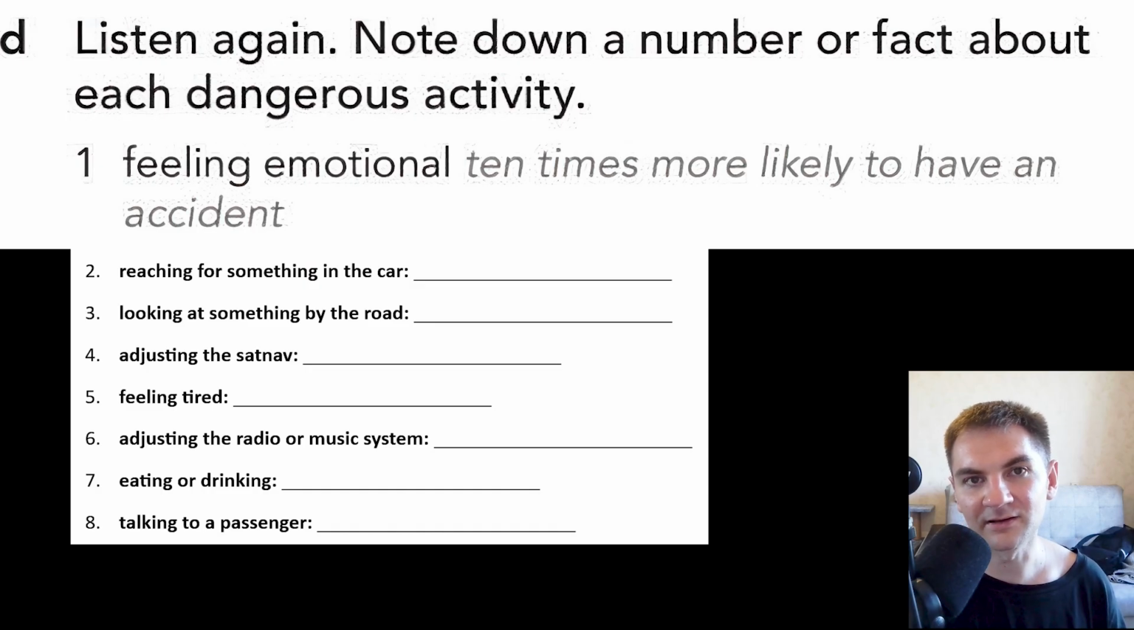Reaching for something in the car, looking at something by the road, adjusting the sat-nav, feeling tired, adjusting the radio or music system, eating or drinking, talking to a passenger. And remember about the word likely. It will help you. Ready? Now listen to it very, very carefully.